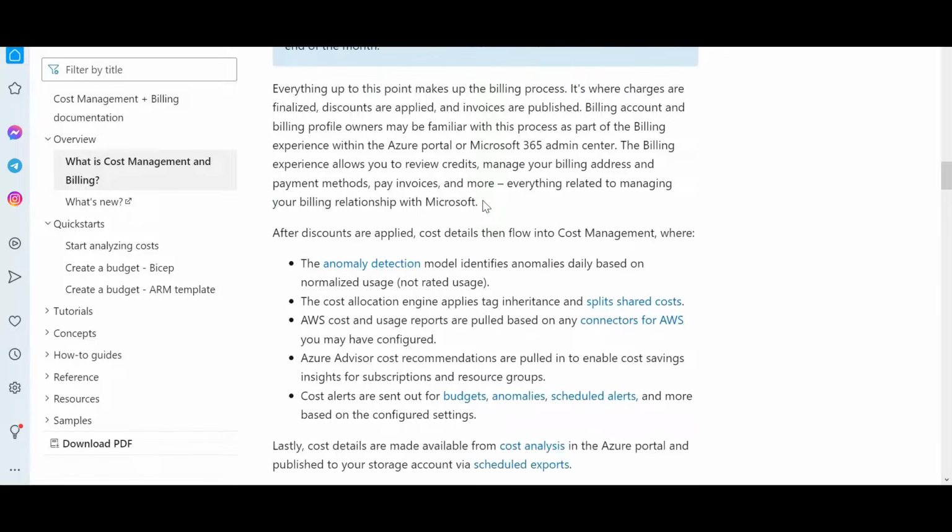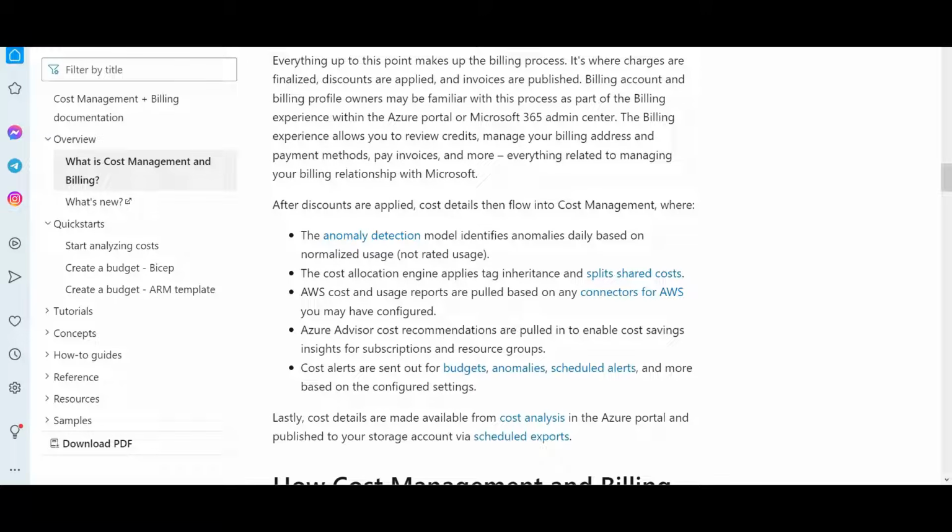Okay, and then you can see this as well. Anomaly detection model identifies anomalies in the daily based normalized usage. So it has a bit of AI and ML. You don't have to go to the depth for this certification exam AC-900. You just need to know there is some AI and ML in the background which tells you, hey, you know what? When we saw this yesterday, for the last 2 months you were only using this much. Today, suddenly, you are using three times. So it tries to raise suspicion that there might be something wrong.